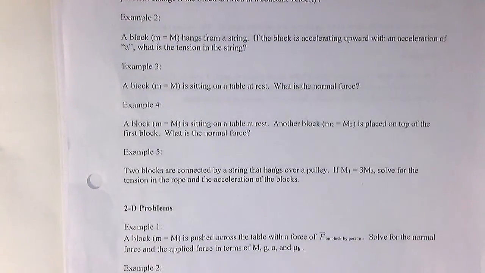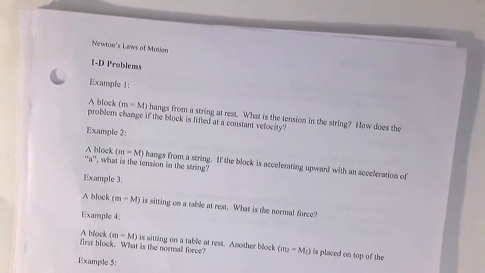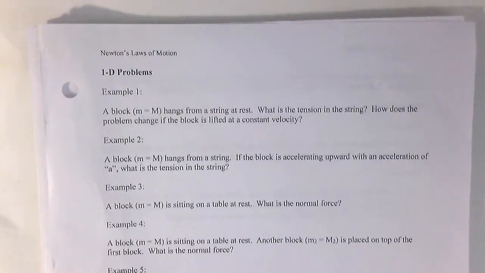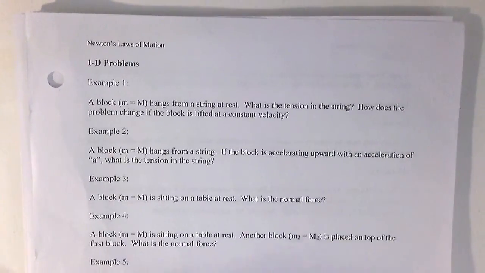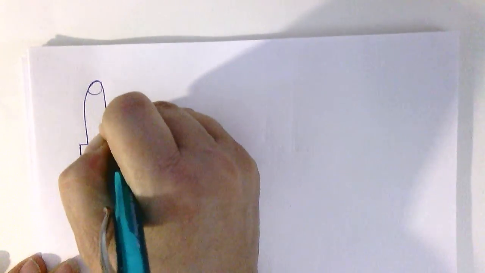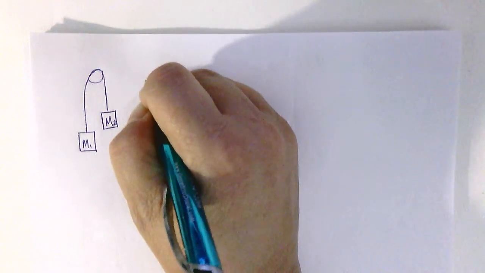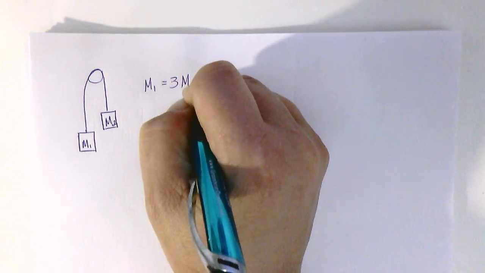Okay, so what I'm going to do is I'm going to go ahead and draw a picture of this. Pictures always make these problems easier. Okay, and I'm going to rotate my camera just a little bit so it's easier for me to write. There we go. Okay, so let's go ahead and draw a picture for problem 5. Here is what we have. We have a mass hanging on a rope that's attached to a pulley, and there's another block. Okay, this is M1, this is M2. And we know that M1 is equal to 3 times M2.